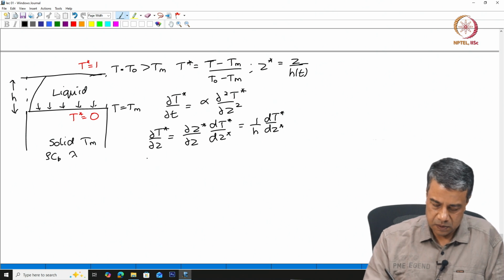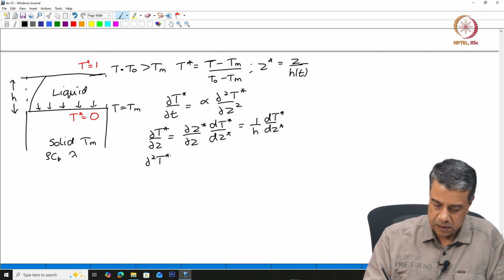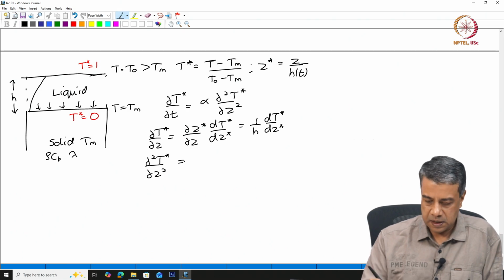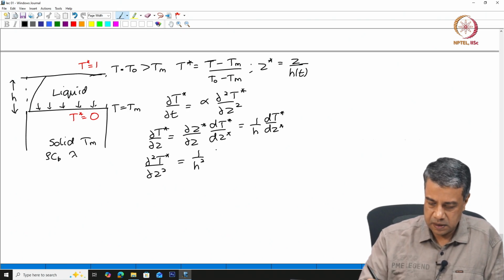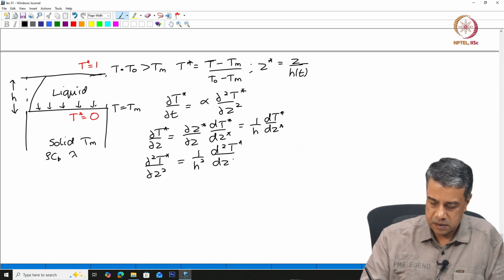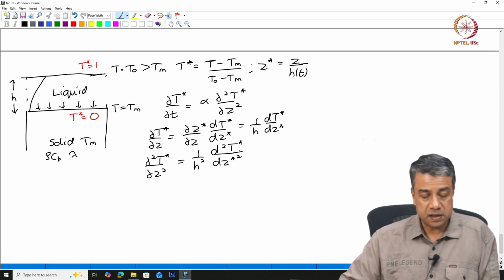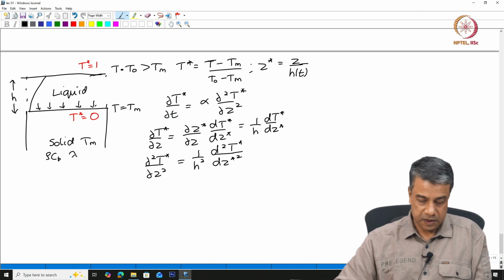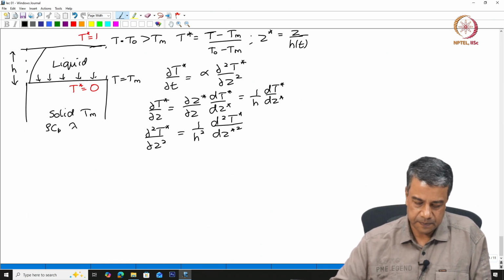Differentiation using the chain rule, d squared T by dz squared. In a similar manner, I will get this as 1 over h squared d squared T by dz star squared. Note that h in this case is a function of time.